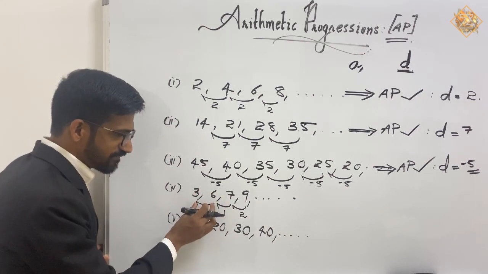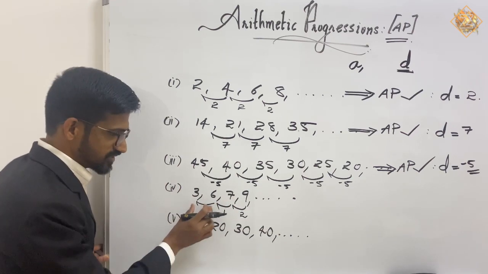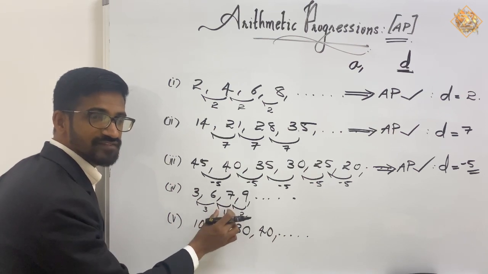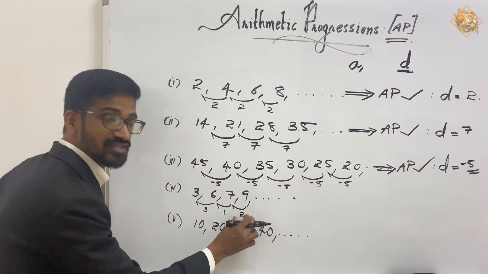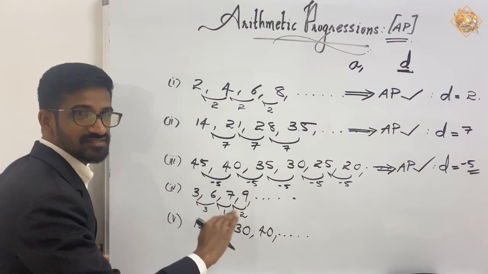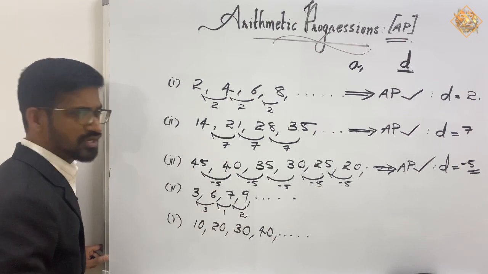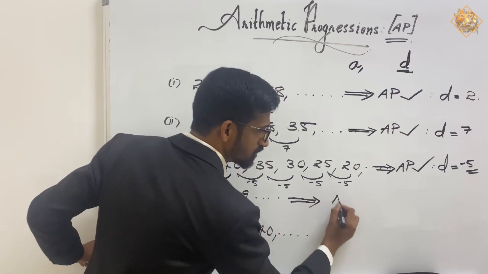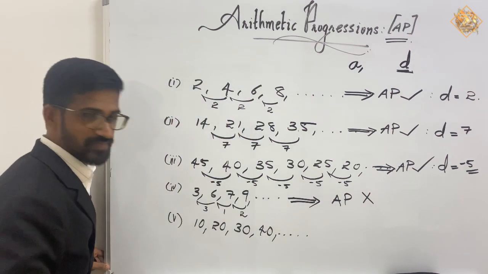Here we can see that the difference between each successive term is not the same, is it? The difference between the first two numbers is 3. The difference between the next two numbers is 1. Then the difference between the next two numbers is 2. The difference between each pair of numbers is varying. So we can conclude that this list of numbers does not form an AP, isn't it?